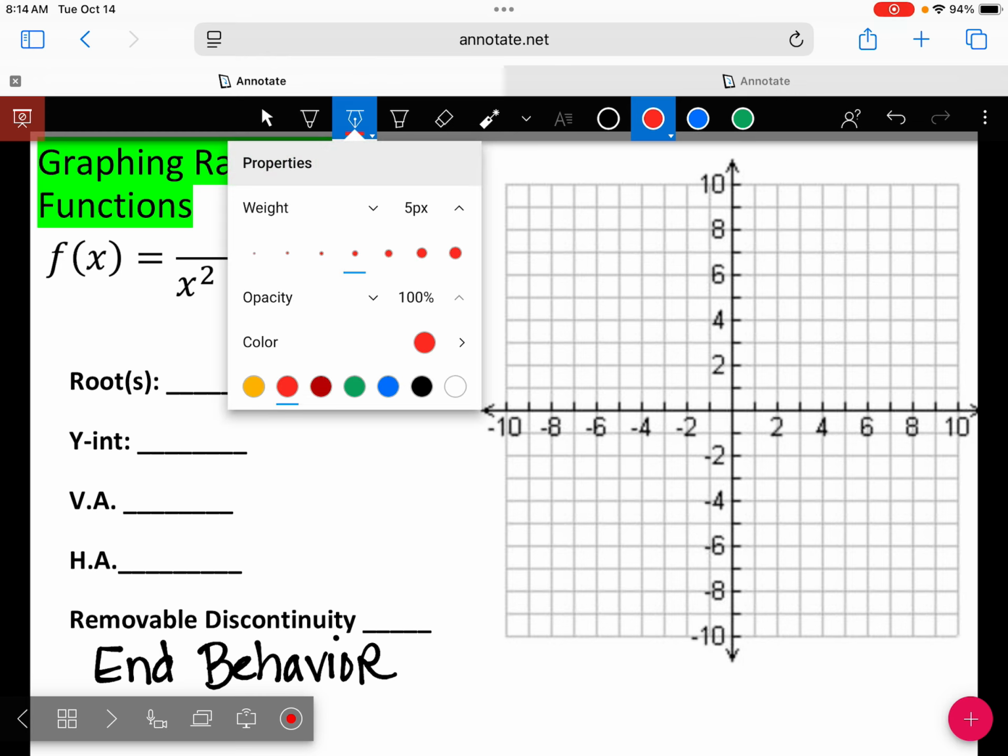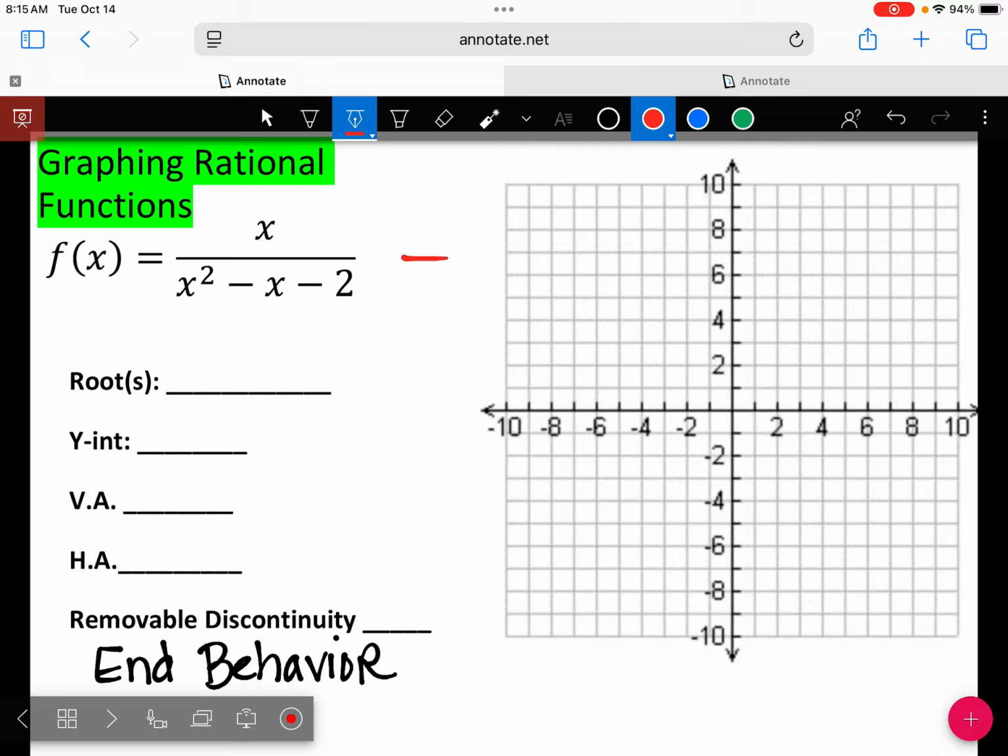Make this a little thicker because you can't really see it. Okay. All right, multiply to -2 and add to -1. I heard -2 and 1. Who agrees that would be my numbers?